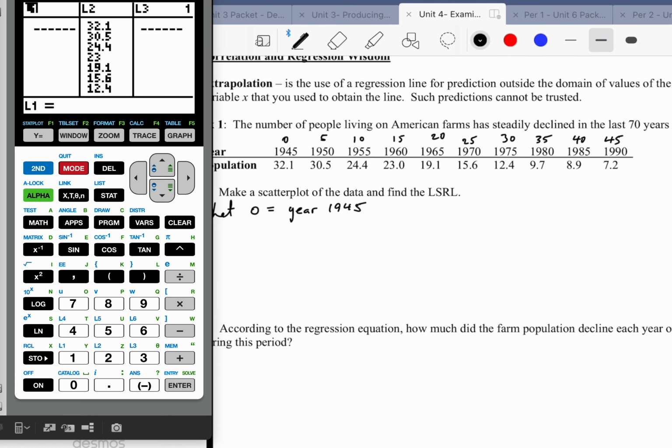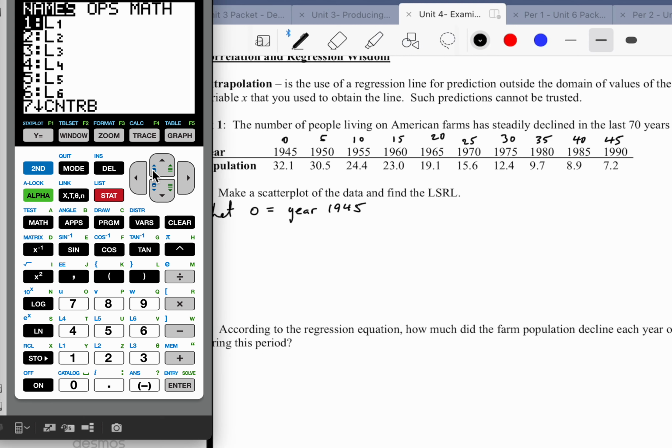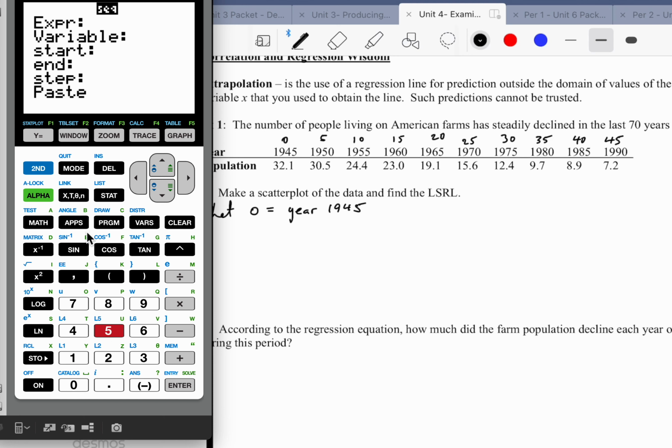So in my L1, I want to go from 0 to 45 by fives. So second, stat, ops 5. Unless you want to just type it all in. But the expression would be x, with the variable being x. There's actually two ways to do it. You can make your expression 5x, whatever x is multiplied by 5, that gives you multiples of 5, starting with, let's see, 0 to 9, it looks like. You can do it that way, or you can go xx, start with 0, end with 45, and go by 5s.